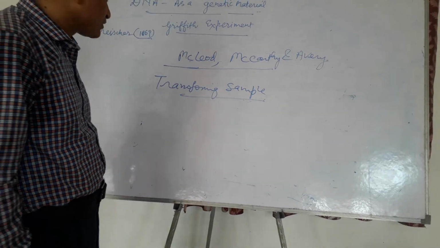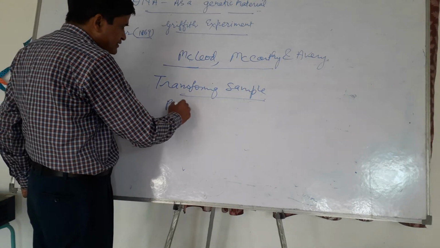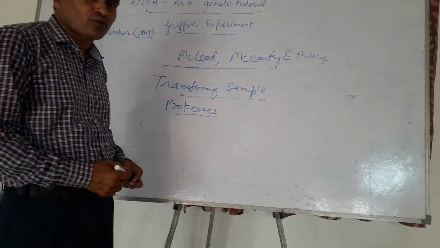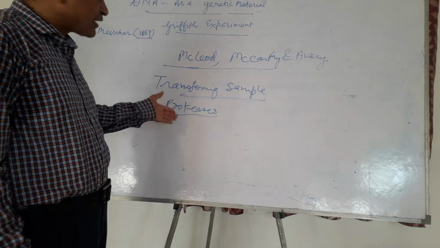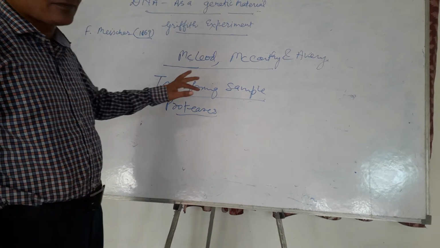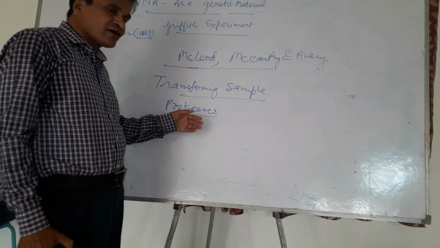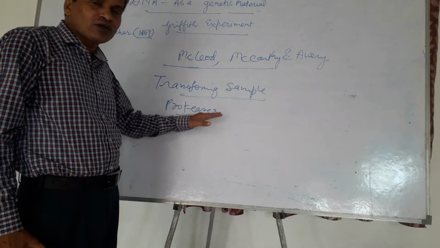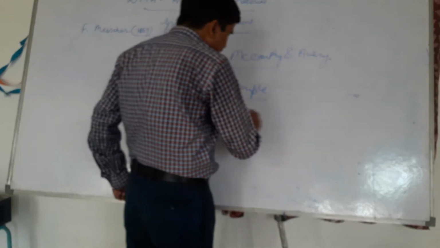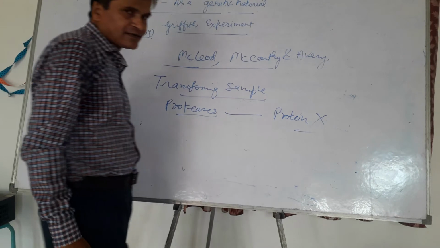They first treated the transforming sample with proteases. Proteases are the enzymes which degrade protein. So it was thought that if protein is the transforming factor, then transformation will be stopped. By the treatment with proteases, there was no effect on the process of transformation. So it was found that protein will not be the genetic material.